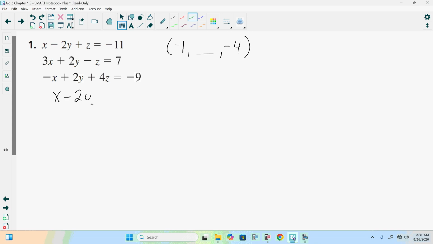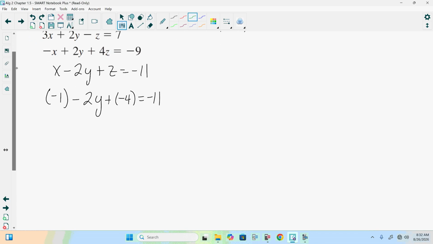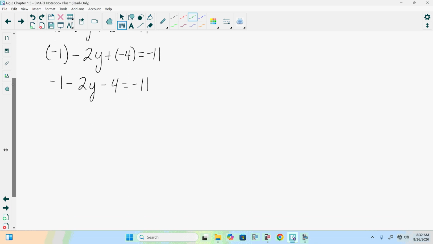So our x minus 2y plus z. We'll plug negative 1 in for x and negative 4 in for z. So our parentheses around our negative 1 would just drop. So we'd have negative 1 minus 2y. Our plus negative 4 is the same as minus 4. We do have like terms, our negative 1, negative 4. So we still have negative 2y. But negative 1 minus 4 would be negative 5.